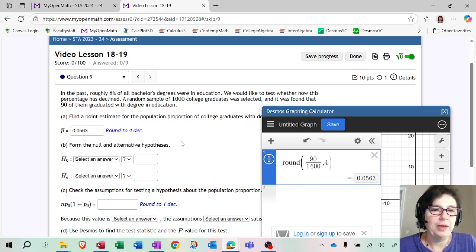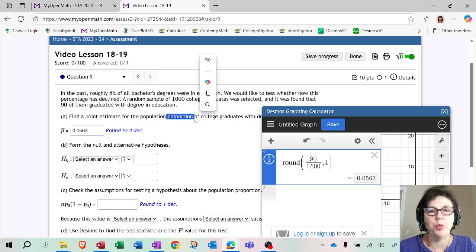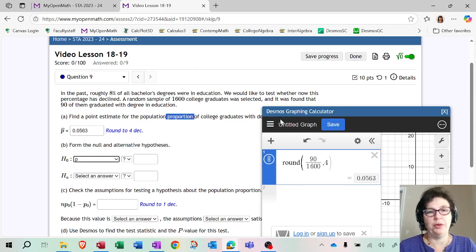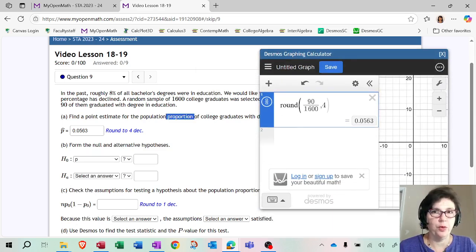The next thing is to decide what's going to be our hypothesis. Now, hopefully you already realize that this is going to be proportion, and proportion means P. But if you don't remember, is it P or P hat, which hopefully you remember that you never put anything from the sample into the null or alternative, and both of these should be P.